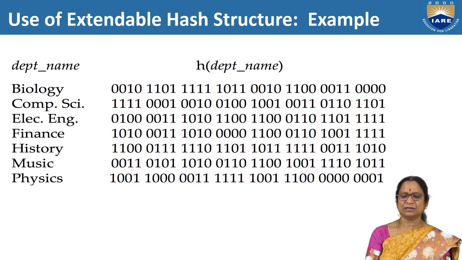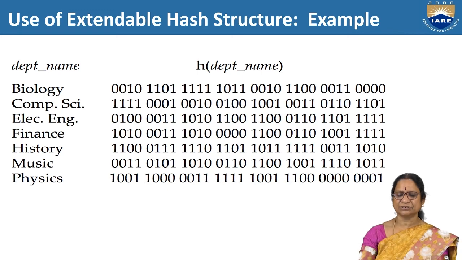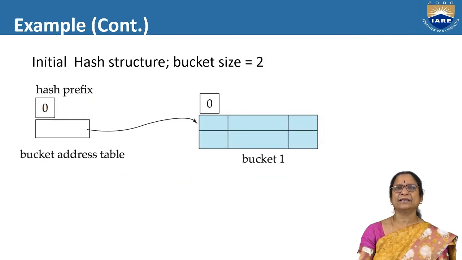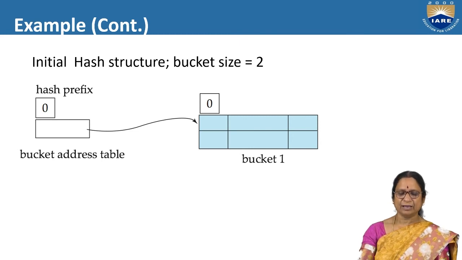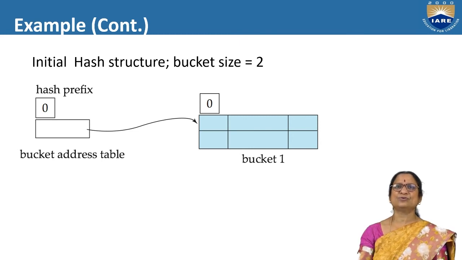So biology. We have to consider how the respective words are going to be represented. According to that, the hash function is applicable and it will calculate the hash prefix and bucket number also. The bucket address table is going to be stored with the hash prefix and a pointer.